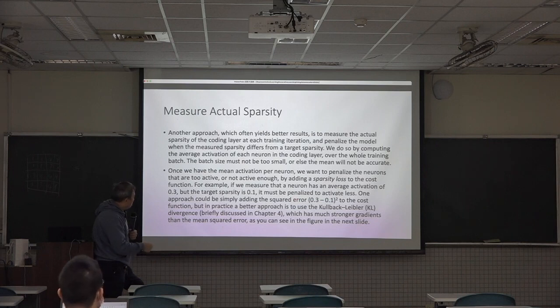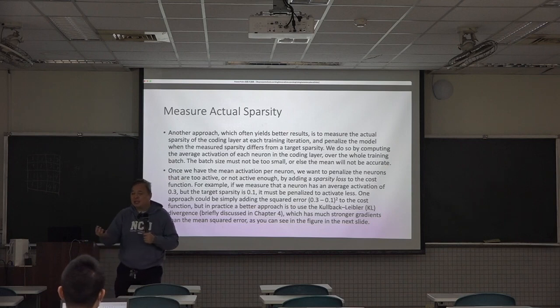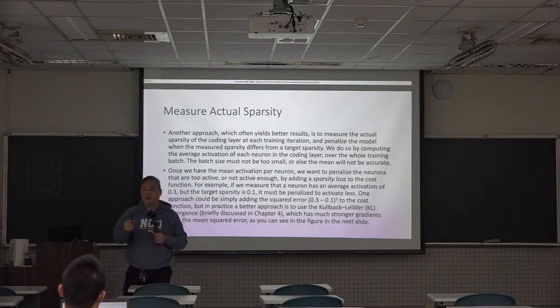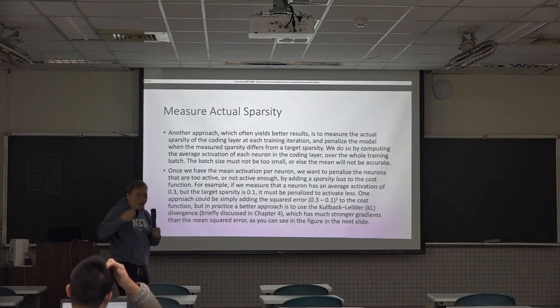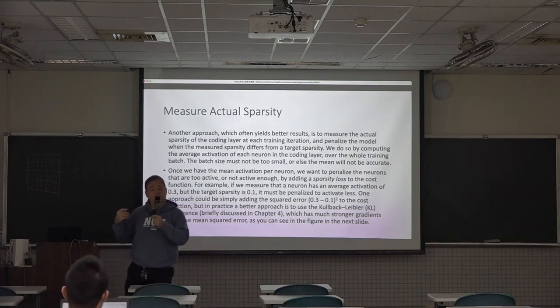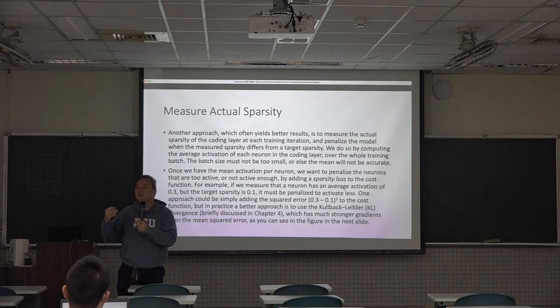But if this neuron's activation is 0.05, only 5%, and the target sparsity is 10%, that neuron will also be penalized. It's not just when the neuron activates too much. When the neuron doesn't activate at all, we also penalize that. So we have this target sparsity that we want every neuron to achieve, at least as close as possible. This is very different from the previous approach.